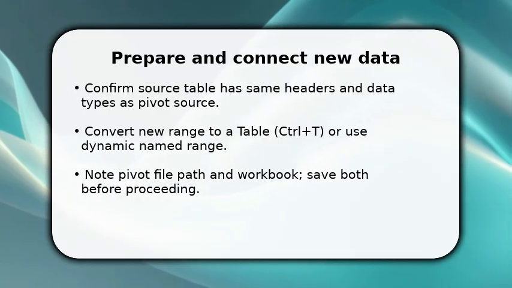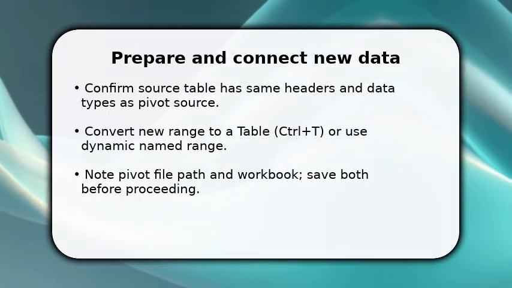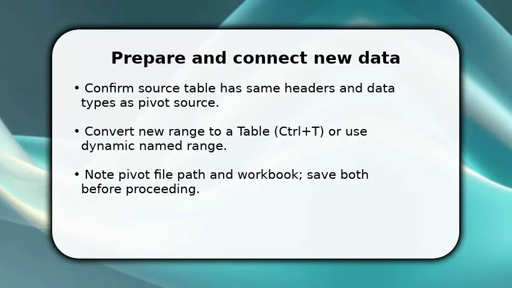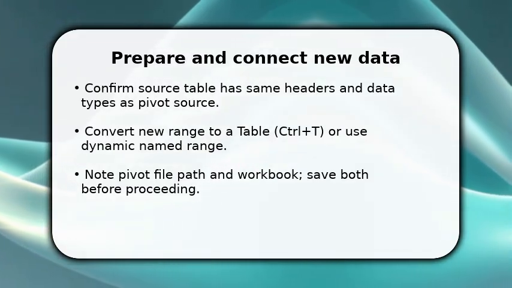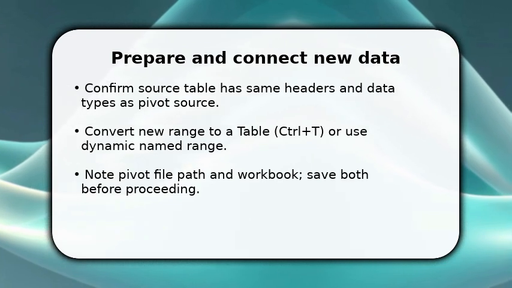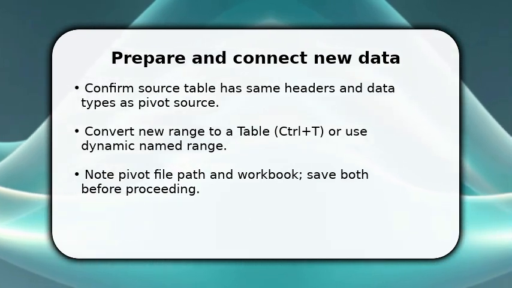This prevents mismatched fields. Now, locate the existing pivot and select any cell inside it so you can update the data connection directly. You are ready to move to the next step. You change the pivot's data source to point at the table or updated range.